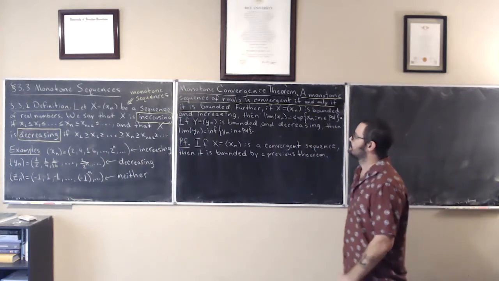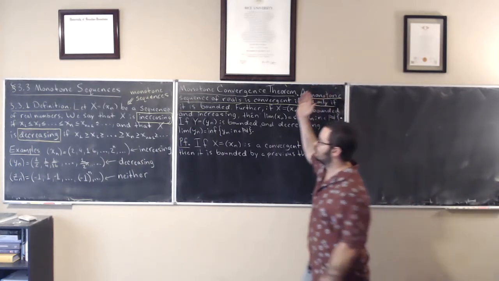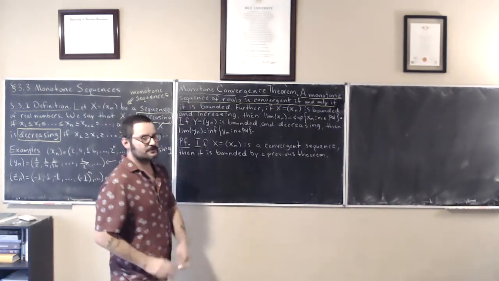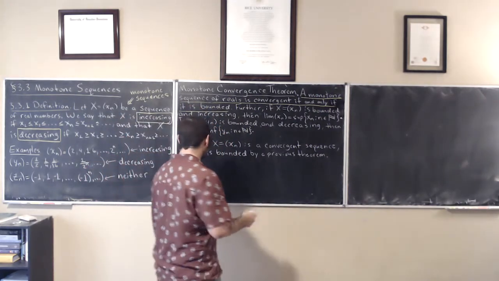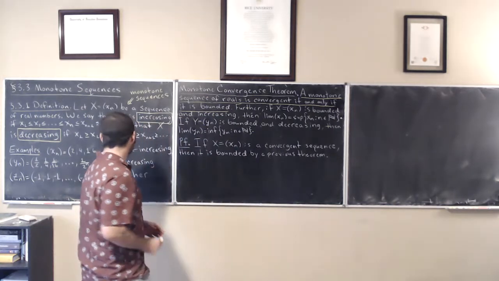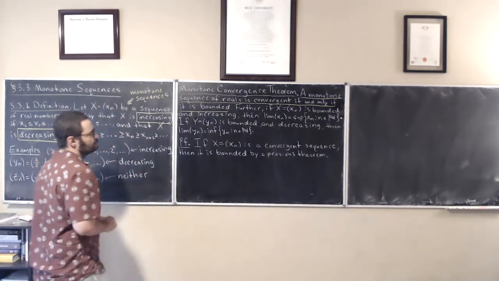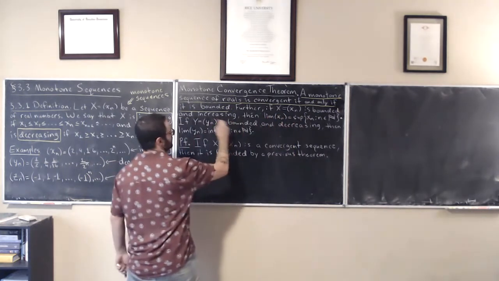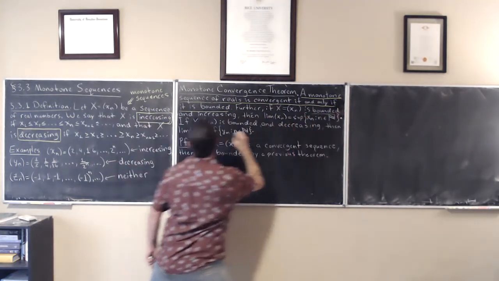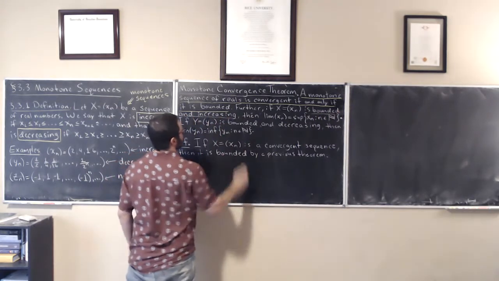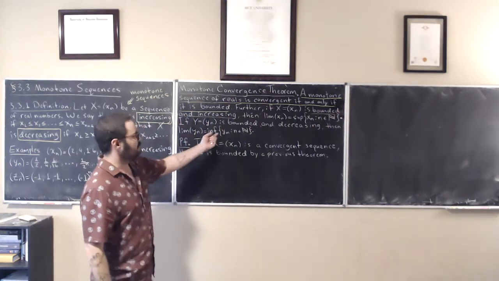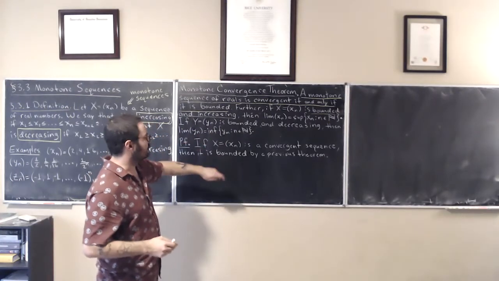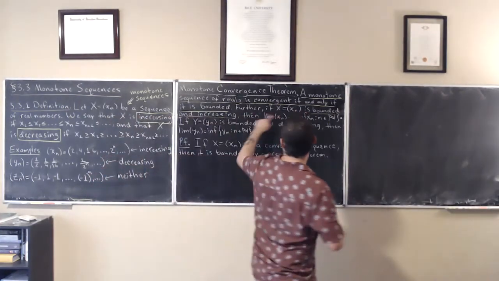What's left is for us to assume that we have a monotone sequence that is bounded and then show that it's convergent. So in order to do this, I'm going to focus on proving the case when it's bounded and increasing. And then the case for when it's bounded and decreasing is a very similar argument. So I'm really just going to focus heavily on the first case here.